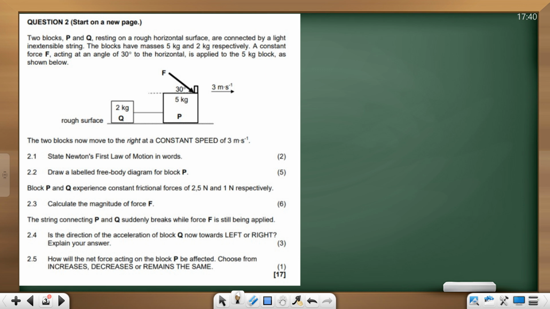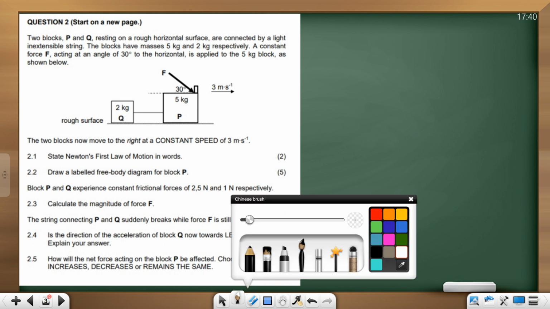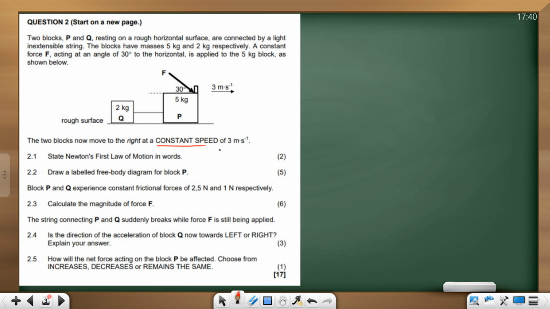A constant force F acting at an angle of 30 to the horizontal is applied to the 5 kg block as shown below. The two blocks move to the right at constant speed. Okay, take note of that. Constant speed. Acceleration is equal to 0.